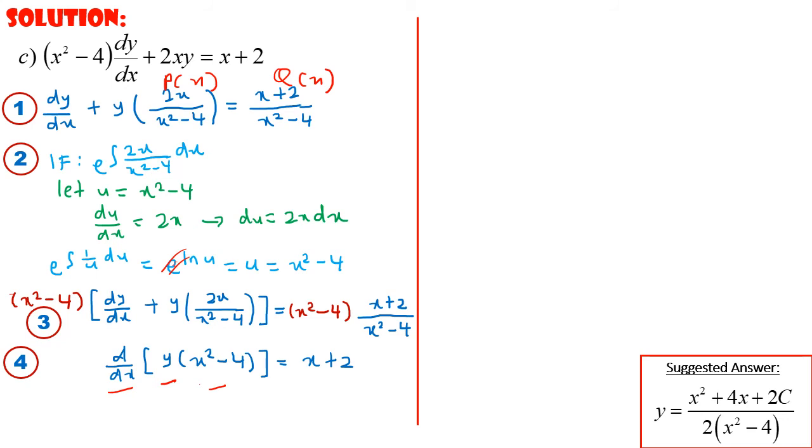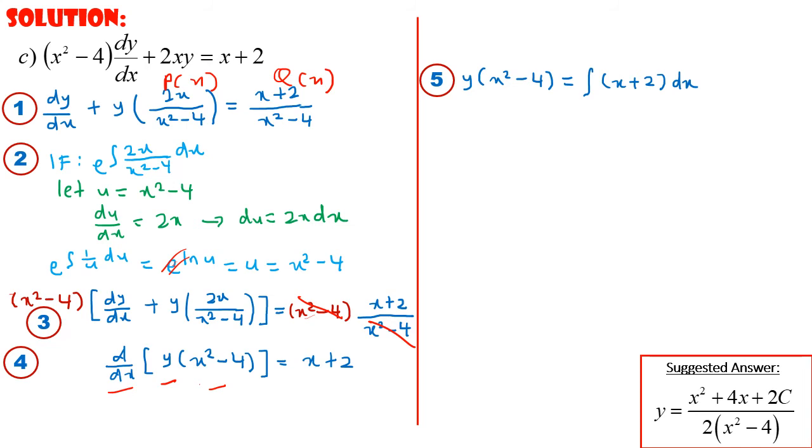And again, on the right hand side we will simplify. You notice that this one is x squared minus 4, and coincidentally this one also is divided by x squared minus 4. So we can cancel out these two. So we can simplify and we'll get x plus 2 only. So it will be easier later, because we still have to integrate the right hand side. Okay, so step number 5, we will integrate on the right hand side.